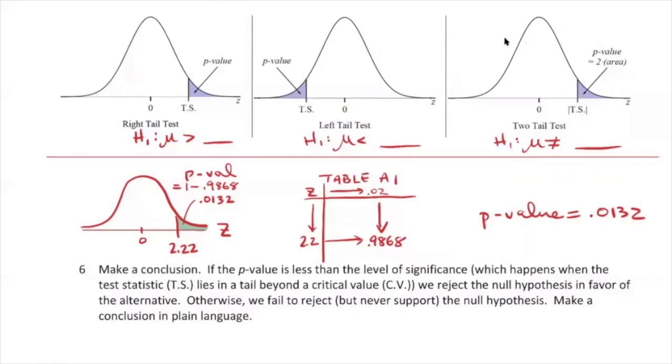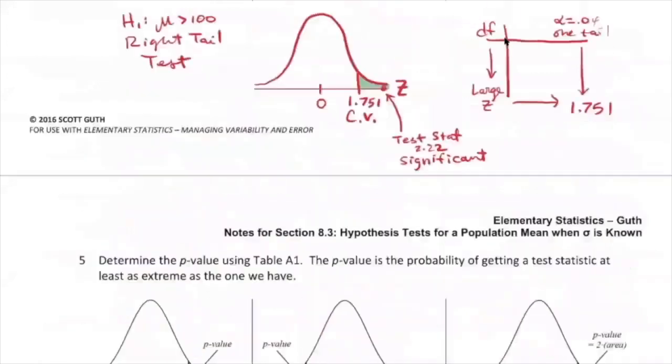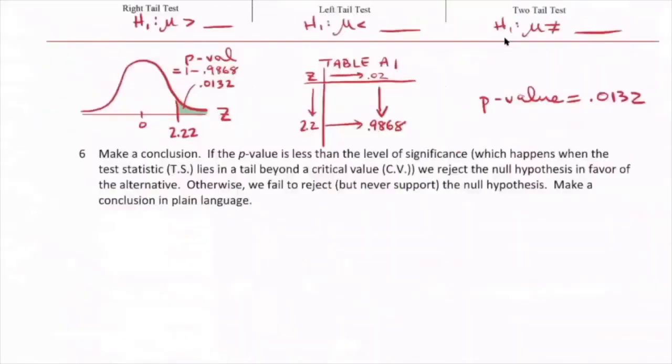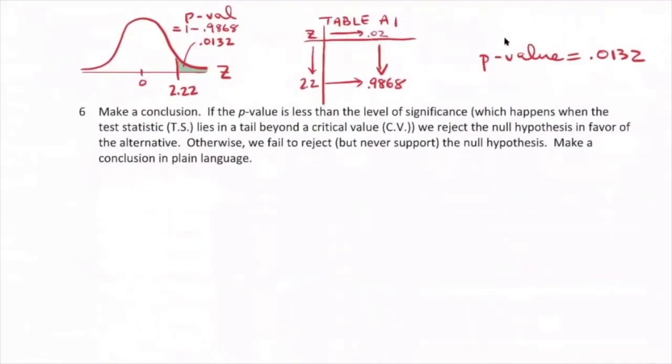All right, so that's a small p-value, it's less than 5%. I don't remember what the alpha value was, so I'm going back up. Yeah, it was 4%, okay, 0.04 for alpha. And that's the critical part. So the p-value, 0.0132, is less than 0.04, which is alpha.